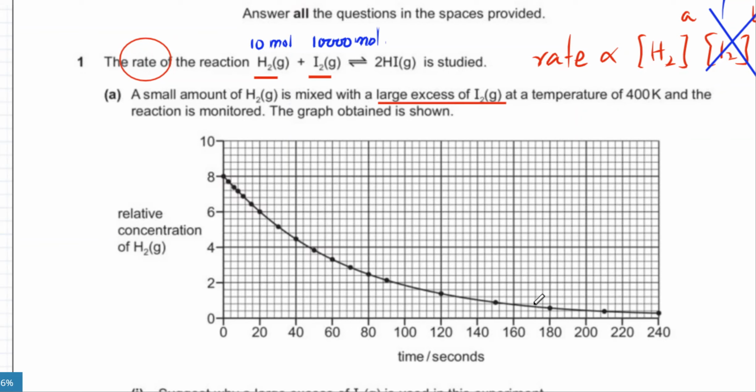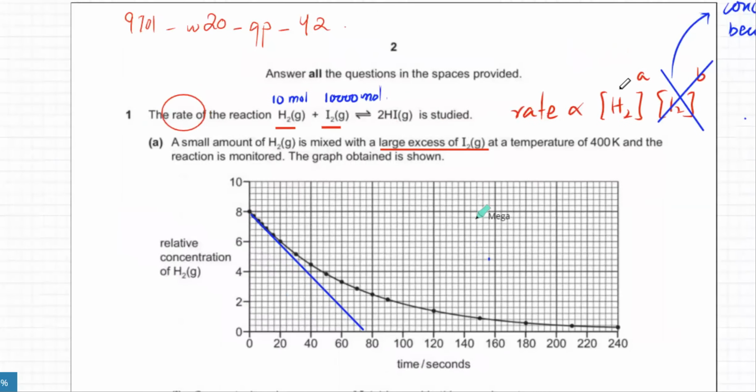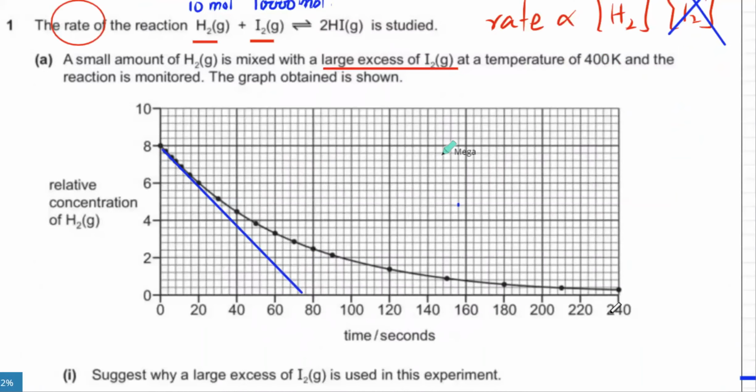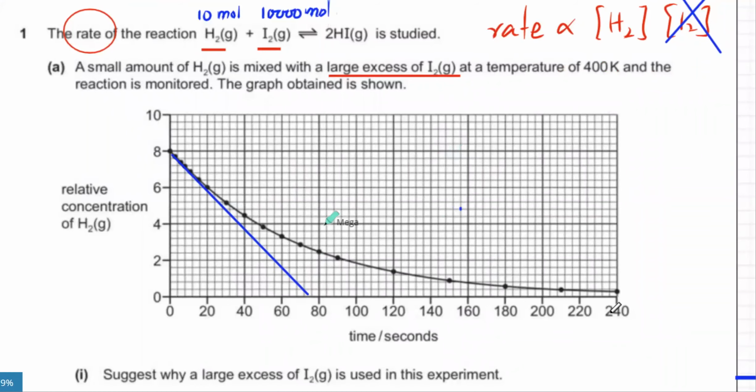If the rate had not depended on the concentration of H2, the graph would look something like this. It would have been a straight line. The speed with which the reaction would have started, it would have ended with the same speed. But since the rate is dependent on the concentration of H2, as the reaction proceeds and the concentration of H2 decreases, the rate of the reaction also decreases and the reaction slows down. It takes a longer time. And you measure the half-life.